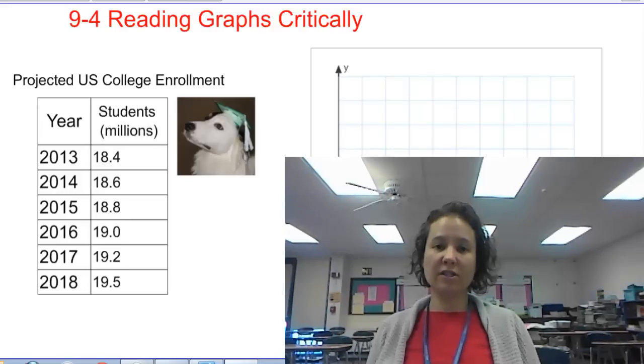Hi guys, our video today is going to be about reading graphs critically, and so I'm just going to talk about a couple things. I'm going to talk about ways that graphs can be a little bit misleading if you don't look at them carefully. We're going to talk about what a break mark looks like in a scale on a graph, and just the features that you want to look at when you're studying a graph to try and understand it.